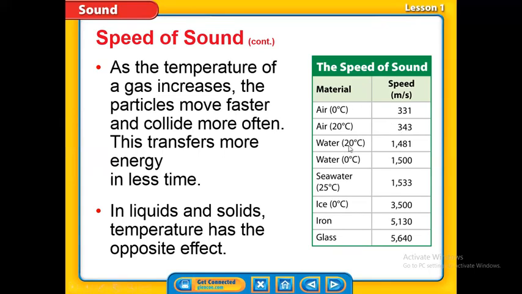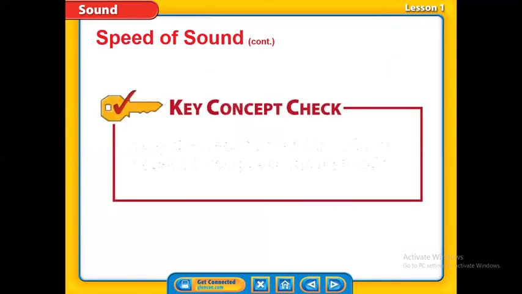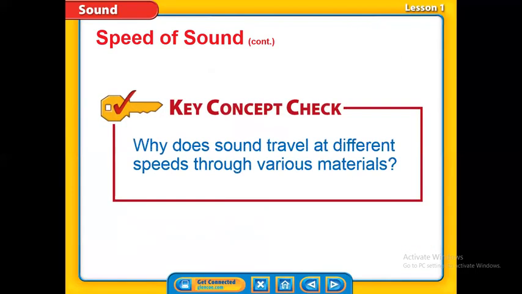In liquids, it's totally the opposite, because if you go back to the table, you find that water at 20 Celsius, which means higher temperature, the speed will be 1.481, while at 0 Celsius, you'll find it's 1.500. So again, when I increase the temperature of gases, the sound speed will also increase. But the opposite takes place in solids and liquids. When temperature goes higher, the speed goes lower, but that only happens in solids and liquids.